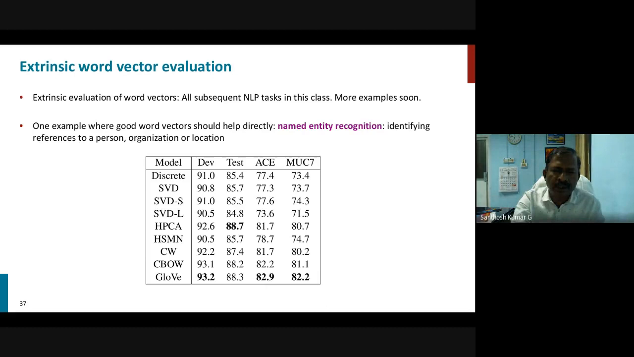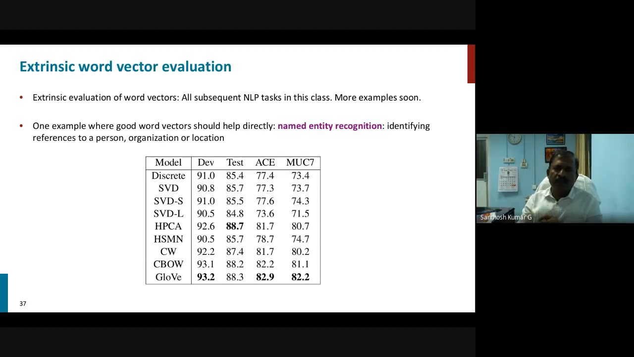And this one is basically extrinsic word vector evaluation. So in the intrinsic word vector evaluation, what we have done is we have taken the words and the vector format and we have taken one task, which is the analogy task, and we have compared how far the method is giving closer vectors, and we say that the GloVe method performs better than the other methods, right?